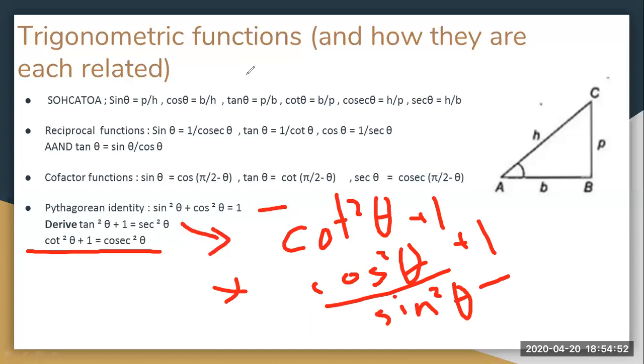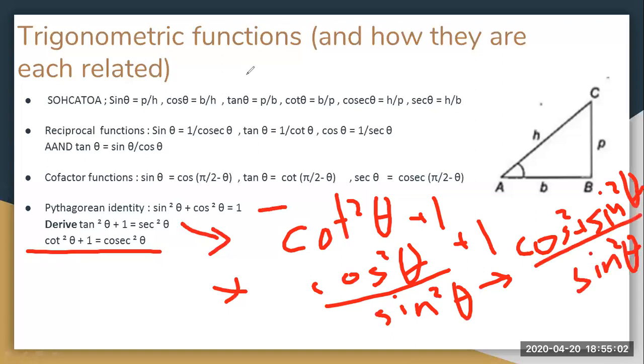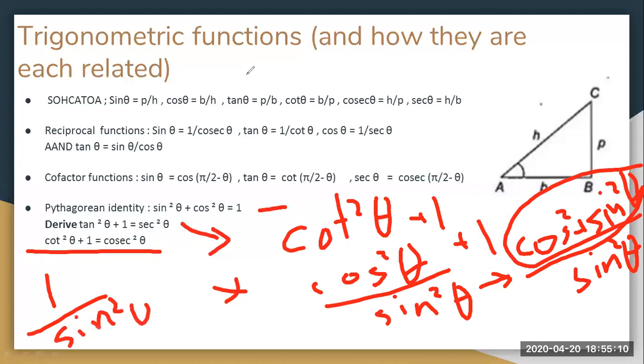Then cosine square theta plus sine square theta by sine square theta. These cosine square theta plus sine square theta, we recognize it's 1. So this would be 1 by sine square theta. And then you remember reciprocal functions: sine theta is equal to 1 by cosecant theta. So we can also write this as cosecant square theta. Okay, we followed this slide.